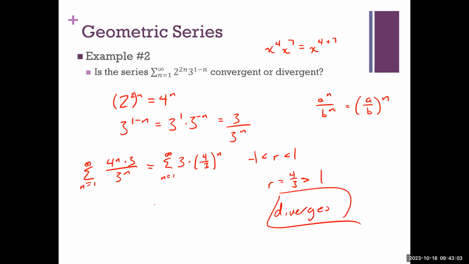And we can see that if we look at a few terms. So let's start writing out this series. I think the first term will be 3 times 4/3, which is 4. What's the second term? 3 times 16 over 9, so already getting out of hand. 3 times 16, 48 over 9.